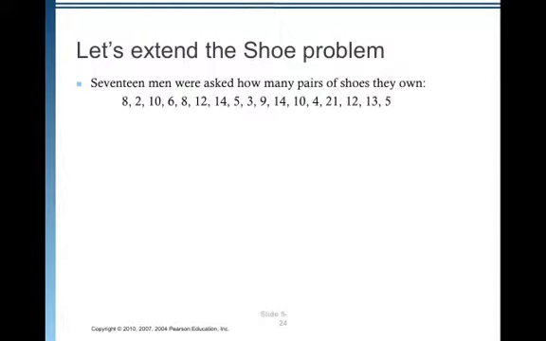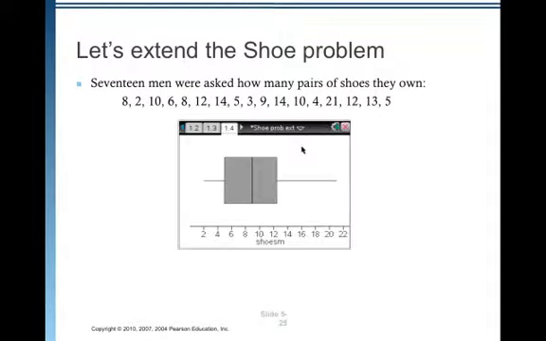So the men have 8, 2, 10, 6, 8, 12, and so on. I'll let you do that. Go ahead and pause the video and make your list. Okay, now make your box plot, and it should look something like this.